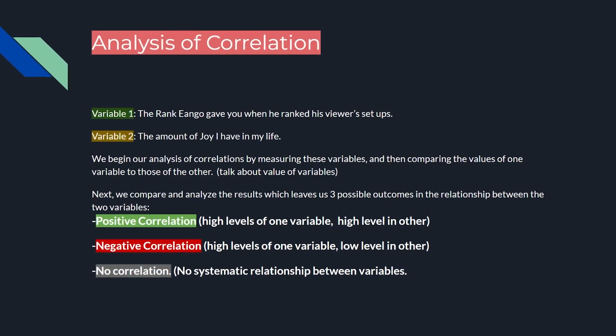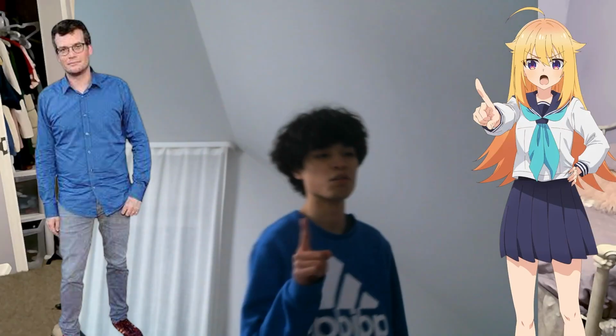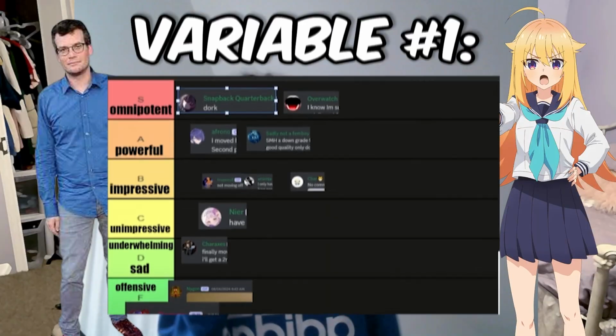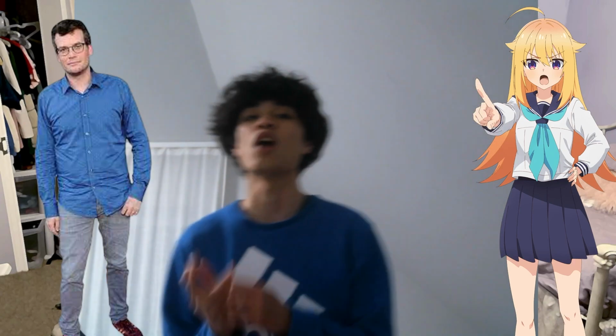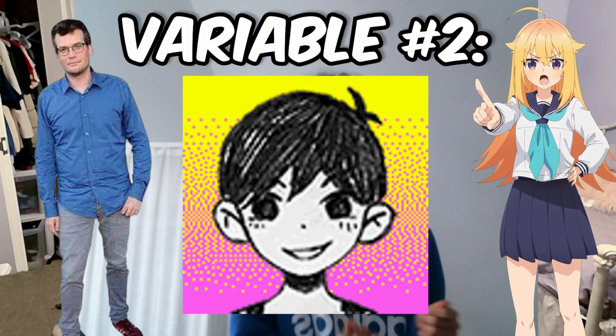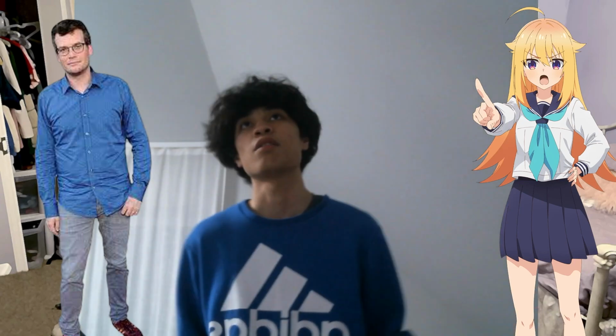This is worded weird. So basically it's saying that we take the value of one variable. So we're going to talk about variable number 1, which is the rank Iengo gives your setup. So on a scale of 1 to 10, let's say Iengo gives me a 10, which is on the level of omnipotency. Next, we take variable number 2 and we measure its value, so the amount of joy that I have in my life. Now I'd have to say that I'm so happy, I'll give myself probably like an 8.